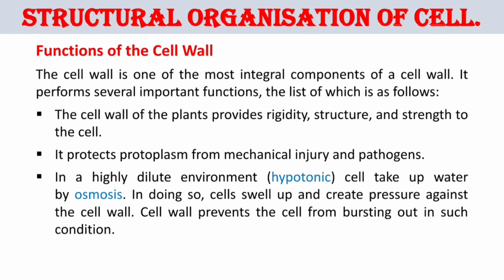Next, function of the cell wall. The cell wall performs several important functions in the cell. It provides rigidity, structure and strength to the cell. It protects the protoplasm from injury and pathogens. In a highly dilute environment, which is known as a hypotonic condition, the cell can take up water by osmosis. The cell can swell up and create pressure on the cell wall, and the cell wall prevents the cell from bursting in such a condition.